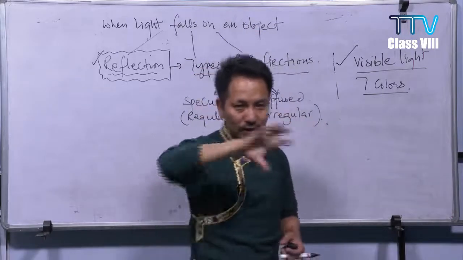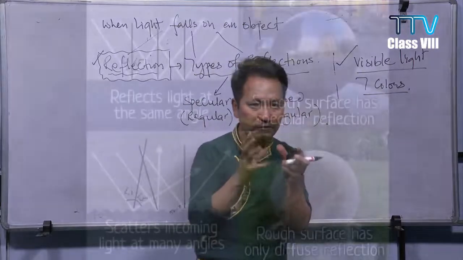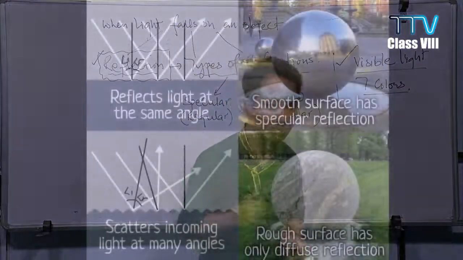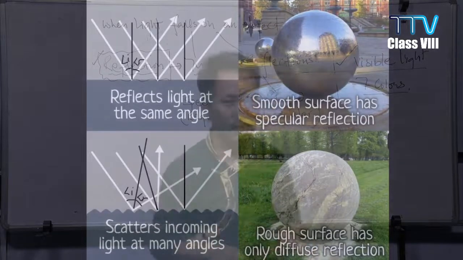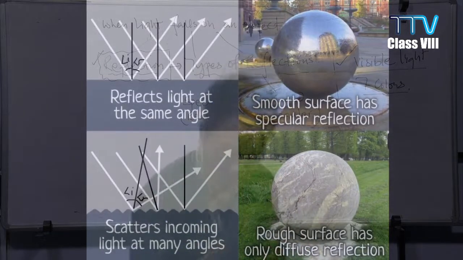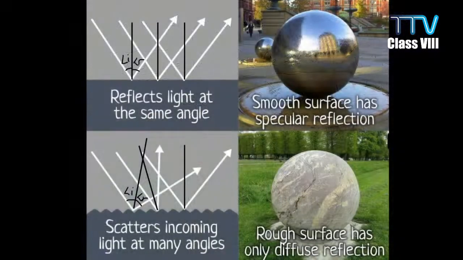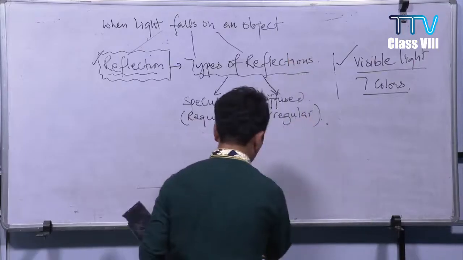In case of specular reflection, the above picture shows specular reflection. The one which is having a rough surface shows a diffuse reflection. In case of a specular reflection, this is the specular reflection.